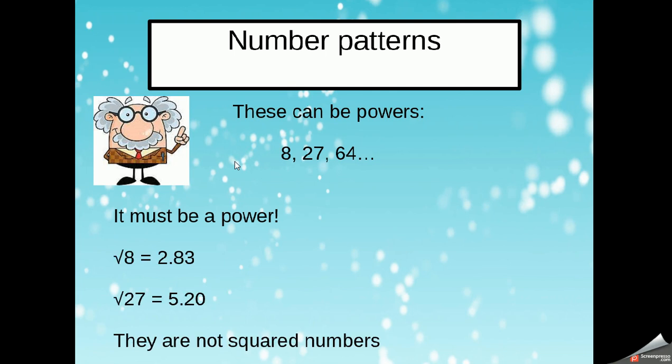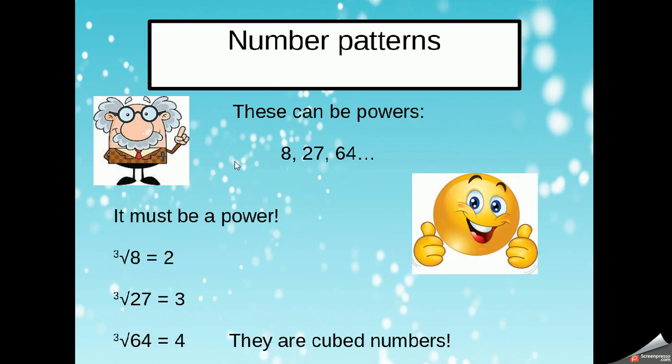So to work out whether it's a power, I start with the square root. The square root of 8 is 2.83, the square root of 27 is 5.2, so not square numbers. Then I use the cube root. So the cube root of 8 is 2, the cube root of 27 is 3, the cube root of 64 is 4, and we can see a definite pattern emerging here. The cube roots of the numbers are simply increasing by 1.